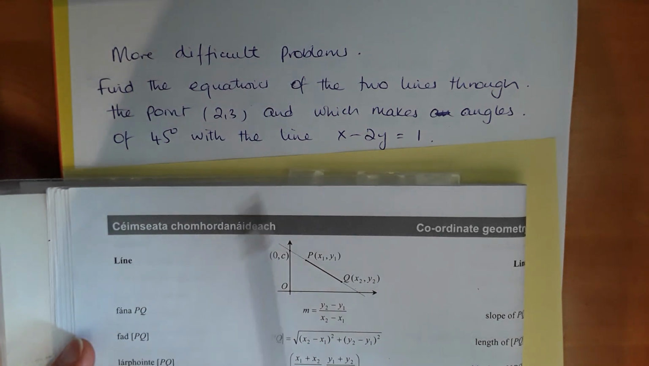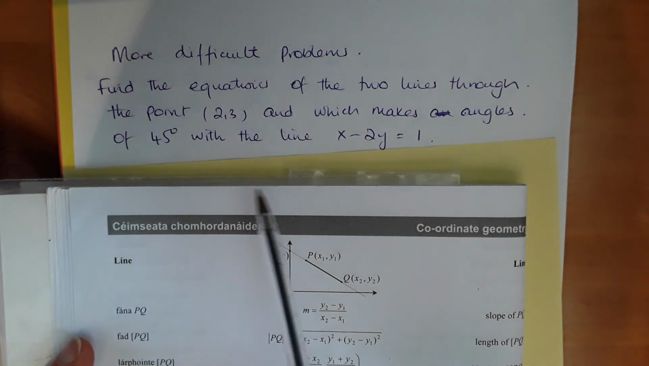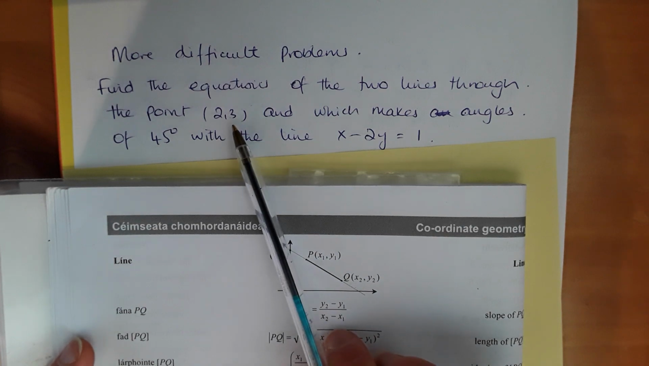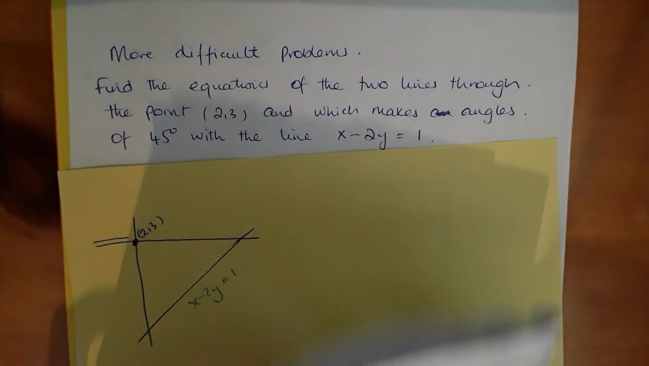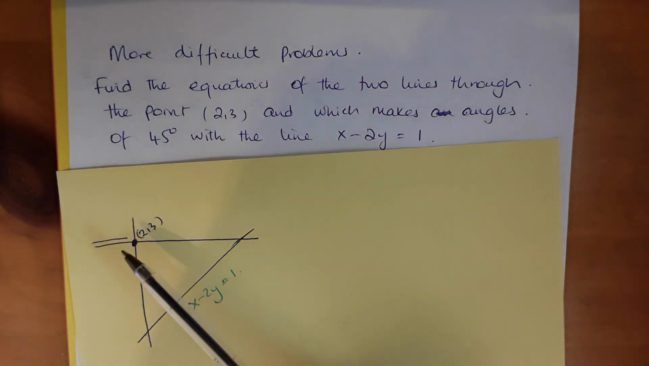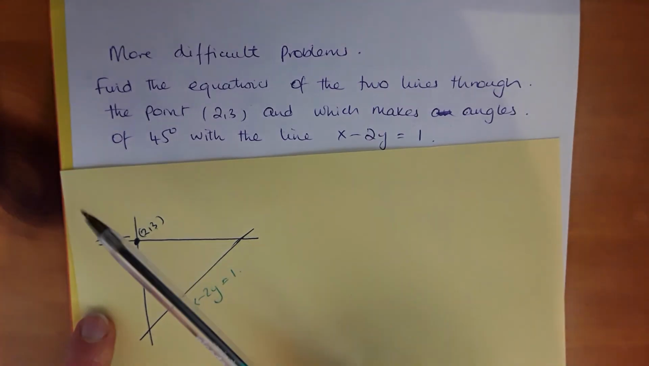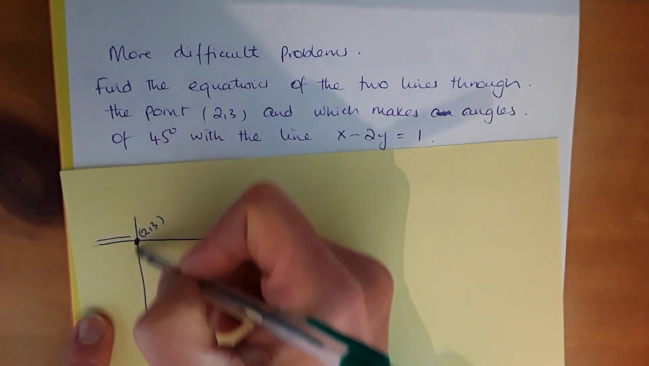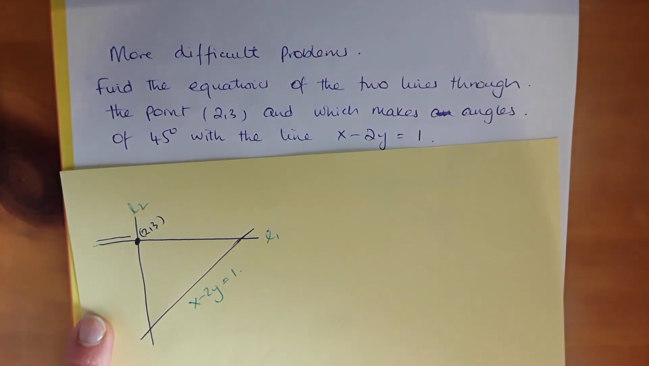Now, to look at that, it would throw you off, right? But if you think about it and try to draw a diagram, it might help. So you're looking for the equation of two lines through the point (2, 3). Look at my point (2, 3) here, and I have two lines going through it: line number 1 and line number 2, L1 and L2.